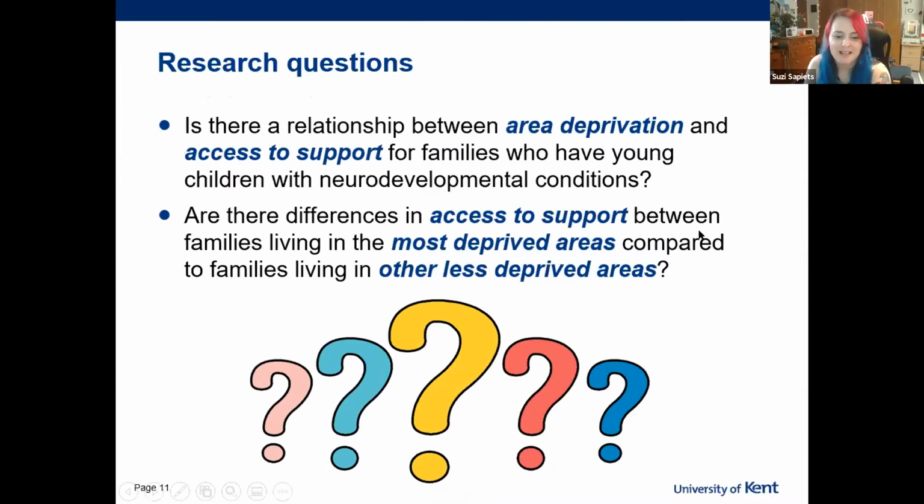Okay, so in the study, we had 2 key research questions. Firstly, we're interested if there is a relationship between area deprivation and access to support for families who have young children with neurodevelopmental conditions, and that was across these 10 deciles. And secondly, we were interested in if there are differences in access to support between families that are living in the most deprived areas compared to families living in other less deprived areas.